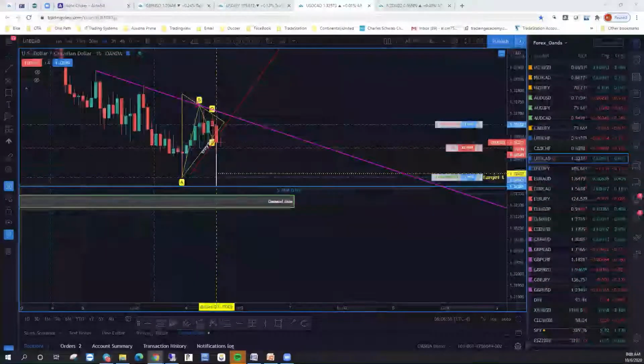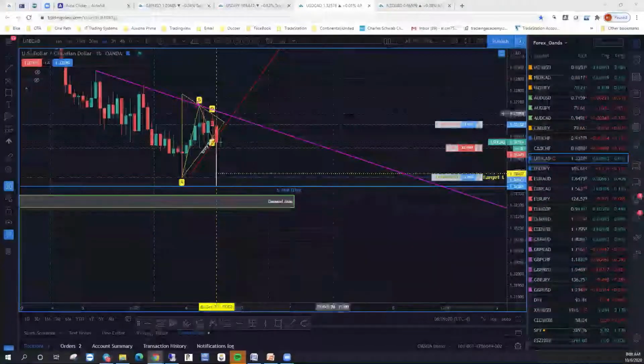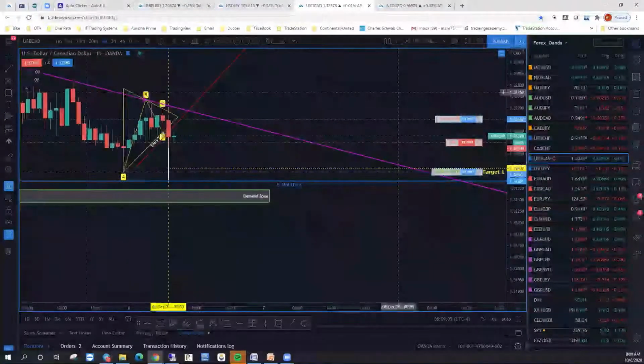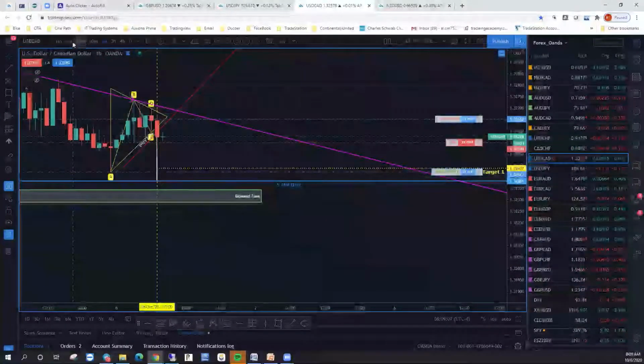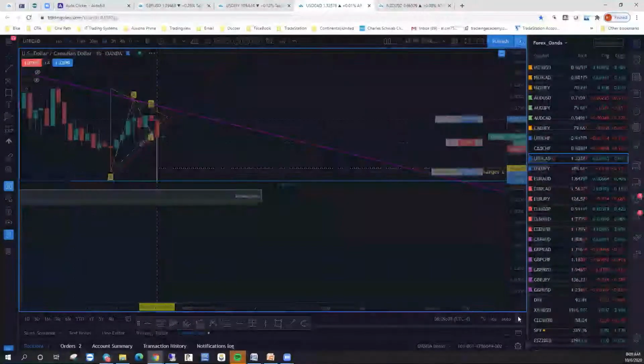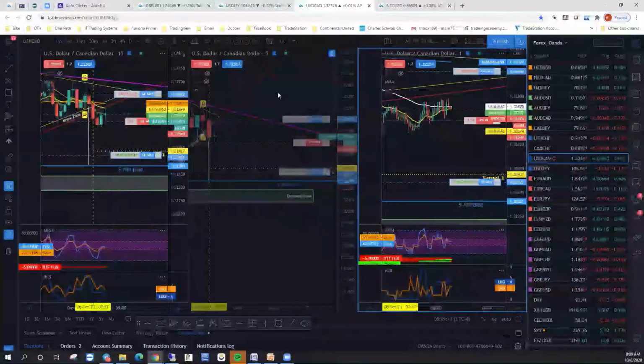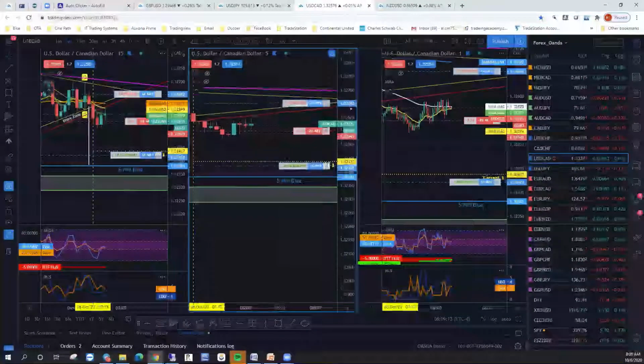No, I like the 3238 better than my 3240, because it works out nicely, we got the fib line. Yeah, I like that fib line being there. Yeah, I do too. So I'm going to adjust my target. So that's basically what we have. Right now I'm in this trade.